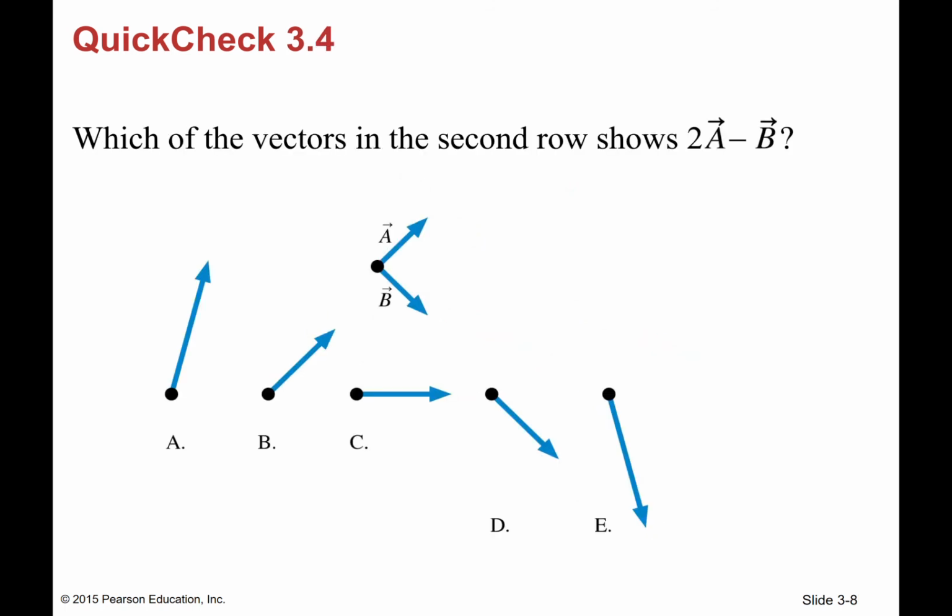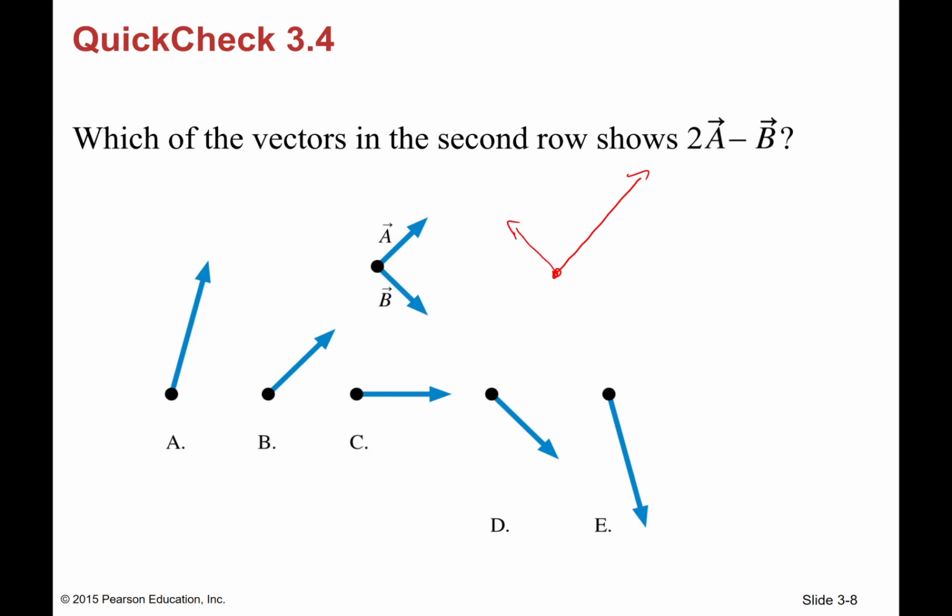All right, one more question. Which of the vectors in the second row shows the vector 2A minus B? Take a minute to answer this question. All right, so let's do this slowly. 2A is a vector that is twice as long in the same direction, so something like this. Minus B is a vector that is in this direction, right?